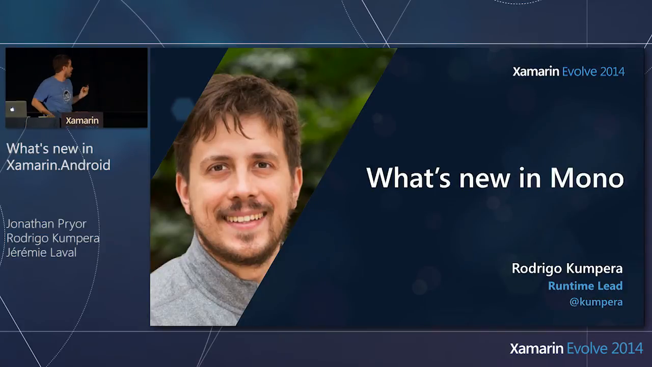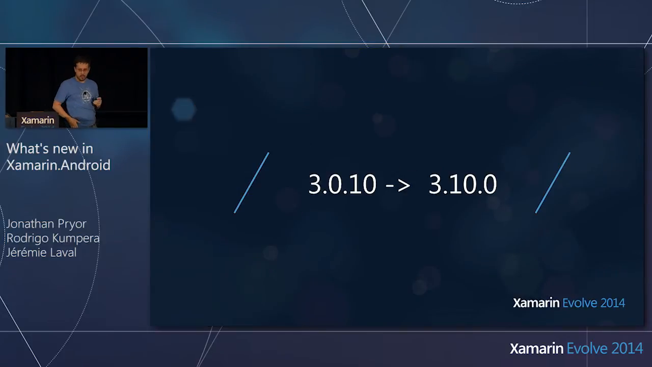Yeah, so I'm here today to talk about what we've been doing in the Mono runtime and how this particularly helps Android. First thing is, we started with 3.0.10, and now we're at 3.10.0. And we did a little more than just shift to 10.